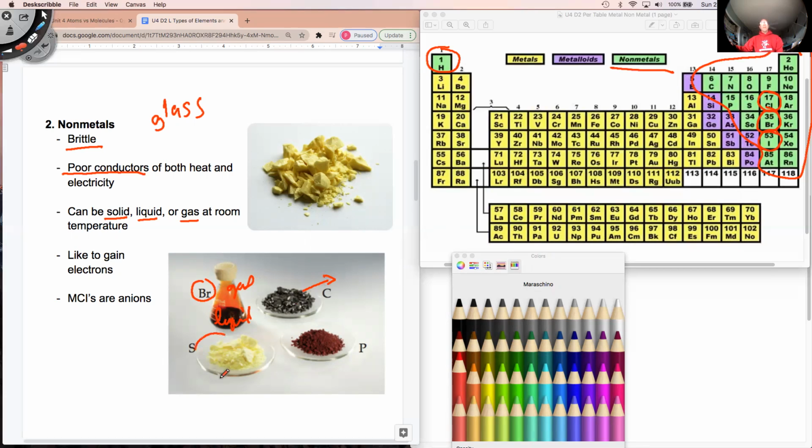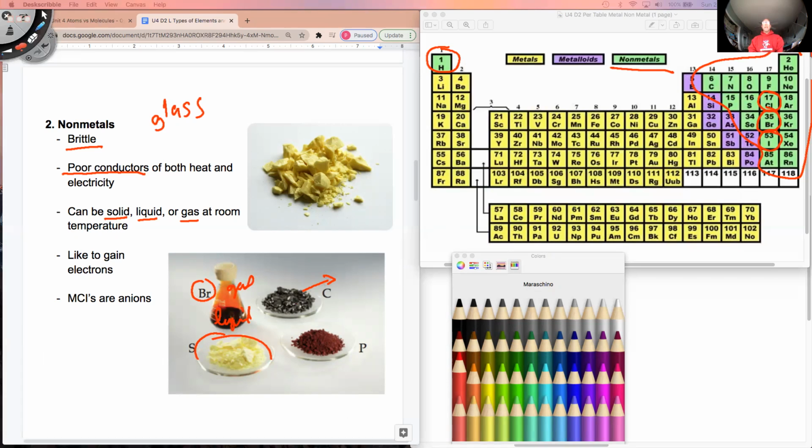This is sulfur. Sulfur is a yellowish compound that's kind of stinky. It's the one that kind of has the smelly egg feel to it. All right. And then the last one is phosphorus. You can see this phosphorus is a solid.